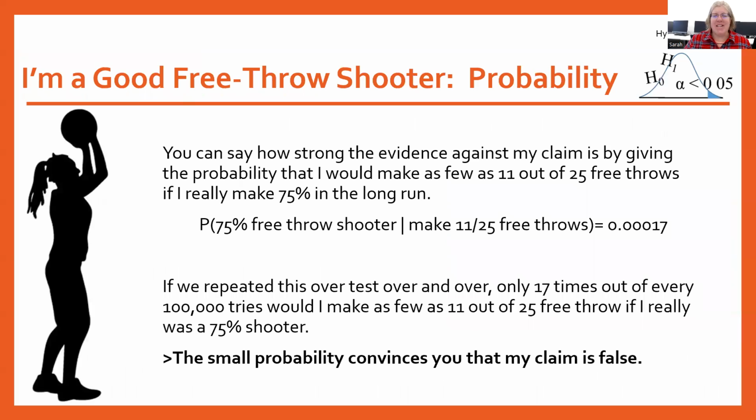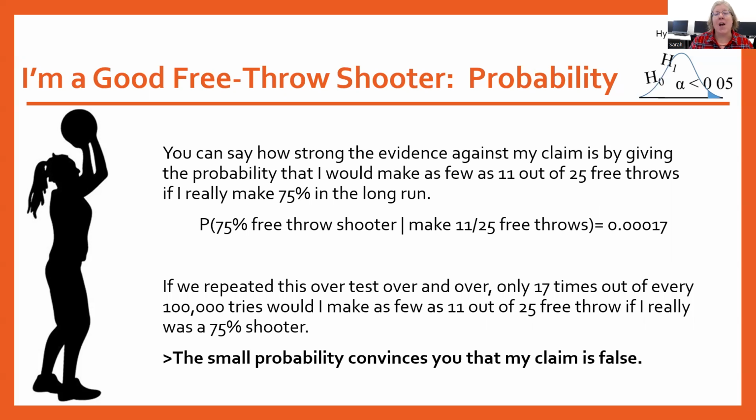So if we revisit this free throw shooting, remember I said that I was a 75% free throw shooter, and when you challenged me to go out on the court and shoot some free throws, I only made 11 out of 25 of them. The probability that I would only make 44% of those free throws, if I'm claiming I'm a 75% free throw shooter, is 0.00017.